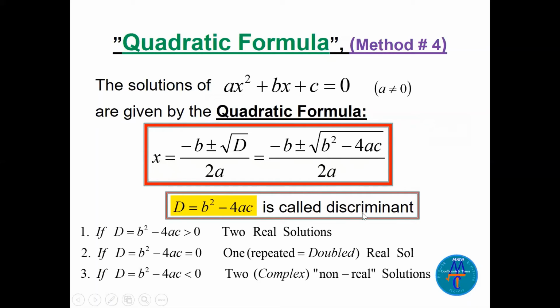B squared minus 4ac is called the discriminant. D can be positive, or 0, or negative. We have three cases. If the discriminant is positive, we have two real solutions. If the discriminant is 0, one solution. We can say repeated or doubled. If b squared minus 4ac is a negative number, we have two complex, non-real solutions.